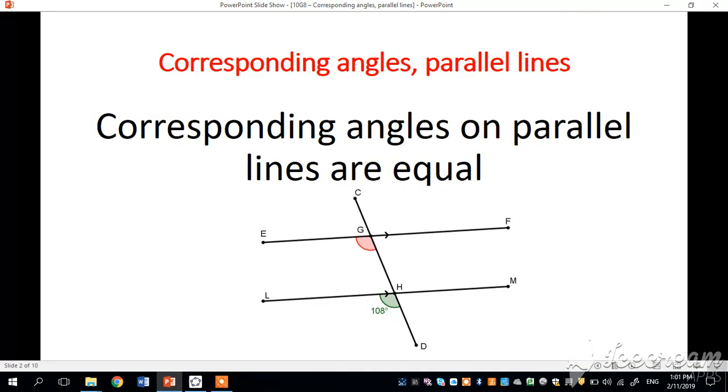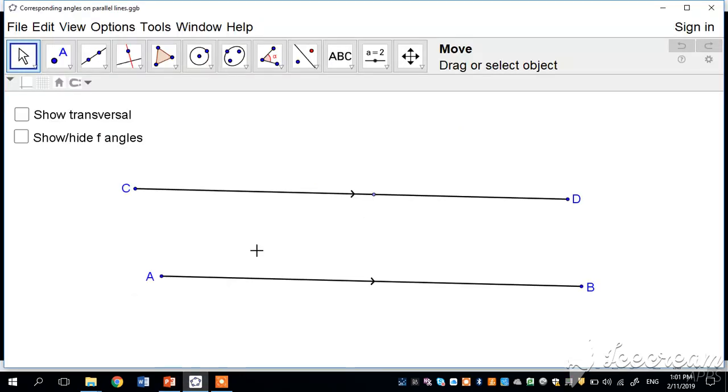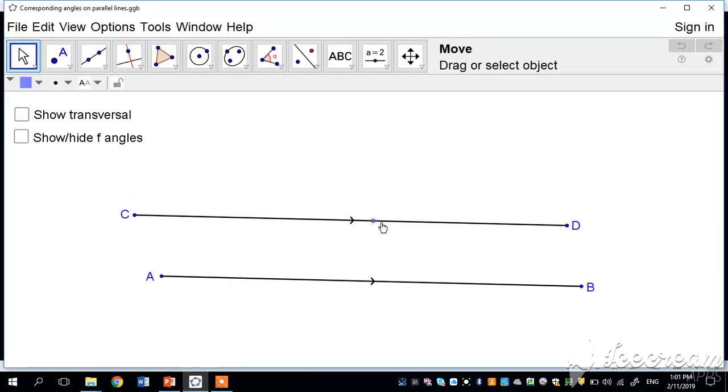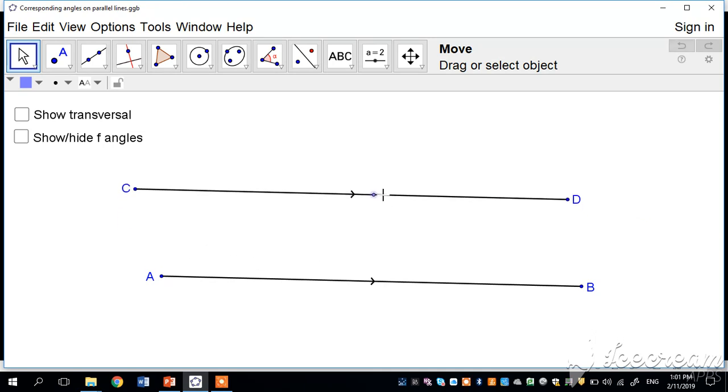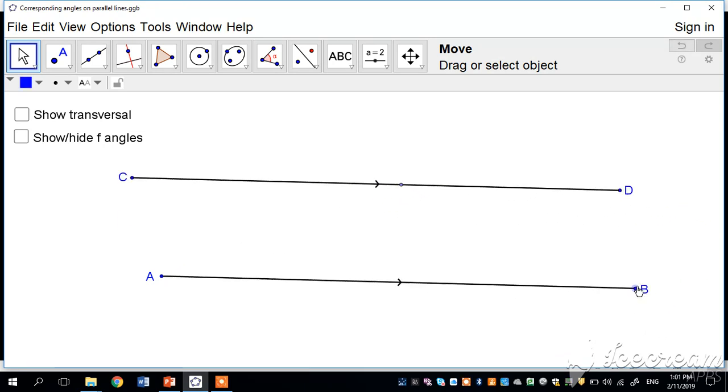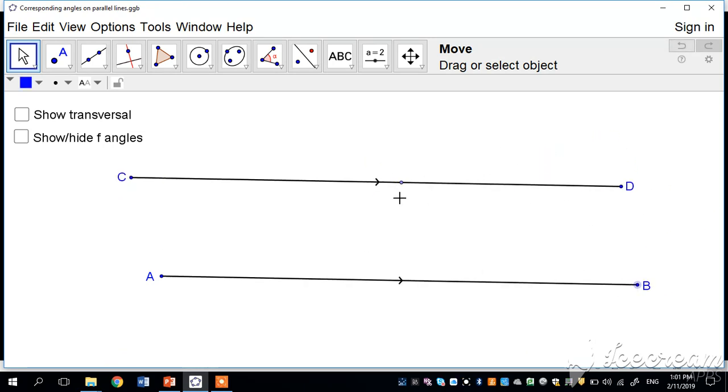Right, now corresponding angles on parallel lines are equal. Let me explain and explore and show you what we mean by this. Here is a pair of parallel lines. These lines will stay the same distance apart no matter what I do to them, right? Now we put these little arrows on them to indicate that they're parallel.